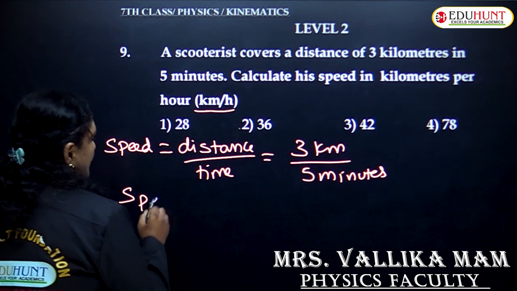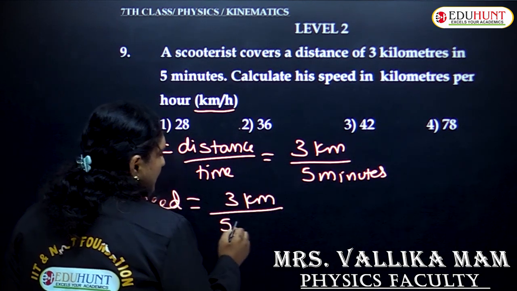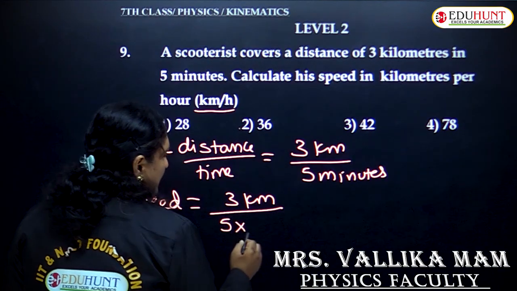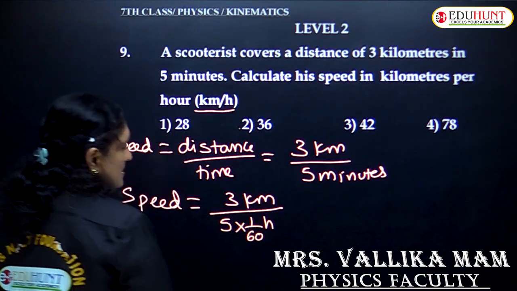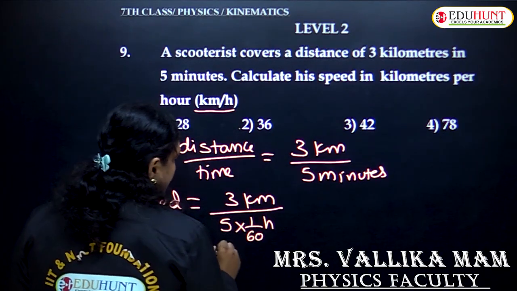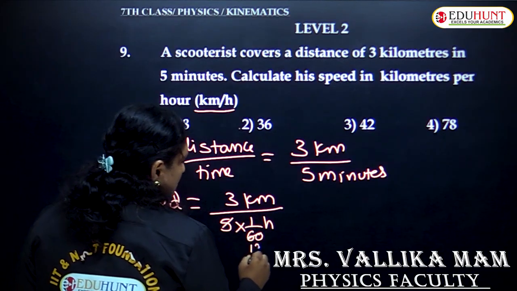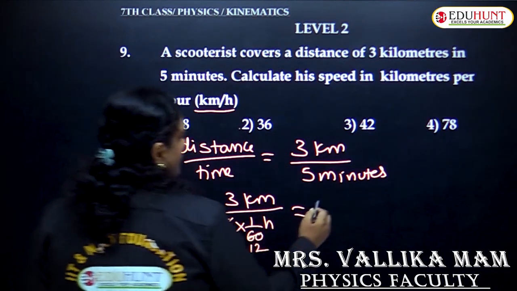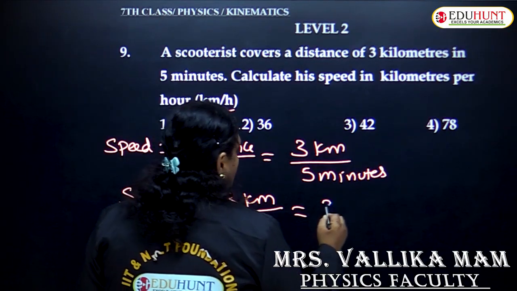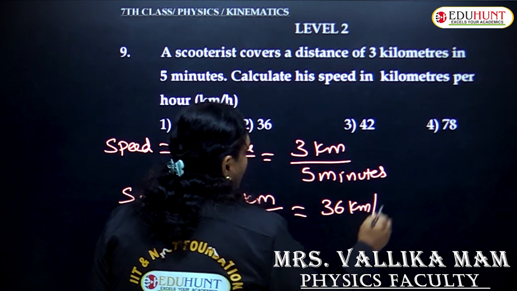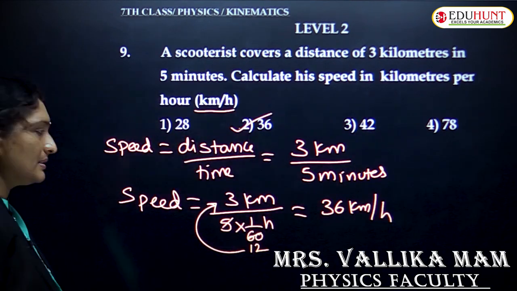Therefore, the value of speed is equal to 3 kilometers upon 5 times 1 by 60 hours. Every minute is taken as 1 by 60 part of an hour. Okay, children? So, further simplification leads to, how much is the answer here? 5 ones are 5, 5 twos are 10. Hence, 3 into 12. This 12 will go up. Then how much will it become? This is 36 kilometer per hour. So, this is your right answer. 36 kilometer per hour.